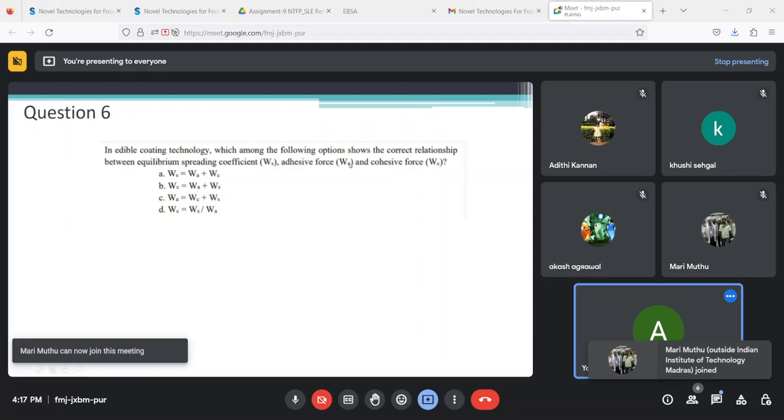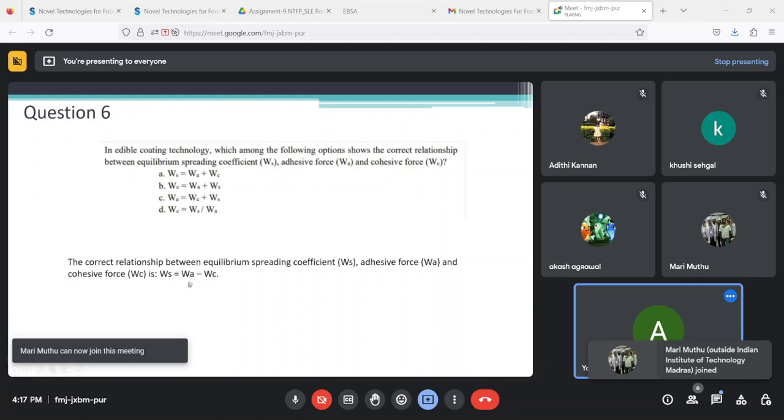Adhesive is between the coat and your food product. Cohesive is between two coat products, two coat molecules rather. So the correct relationship between the equilibrium spreading coefficient, adhesive and cohesive force is Ws is equal to Wa minus Wc, adhesive force minus cohesive force. So the balance between these two will give you the spreading coefficient.